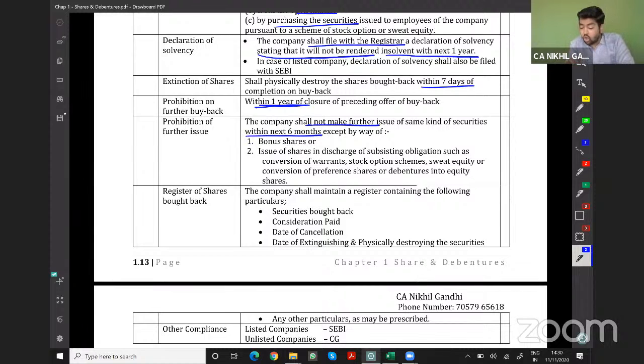The company shall not further issue the same kind of securities within the next 6 months, except by way of certain exceptions. See, after buyback, you should not issue the same kind of securities for 6 months, following other exceptions. So we can issue bonus shares. Issue of shares in discharge of subsisting obligations, such as conversion of warrants, conversion of stock option schemes, ESOPs, and so on.